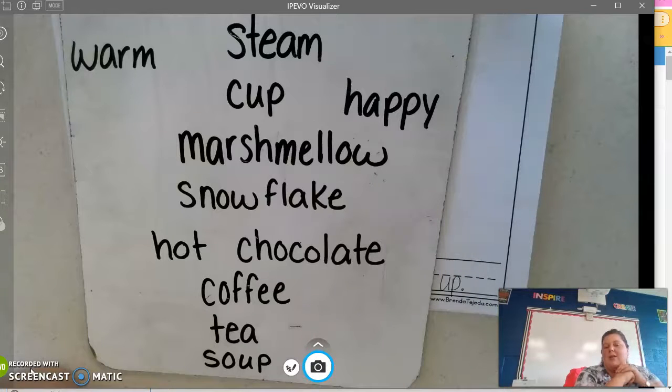Go ahead, add the words that you want to, that you see in the picture, and then make up a sentence of your own. Make sure the sentence relates to the picture. That's important, is that our sentences relate to the picture. And I can't wait to see what you guys come up with.